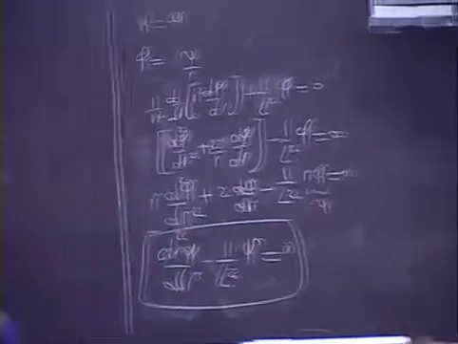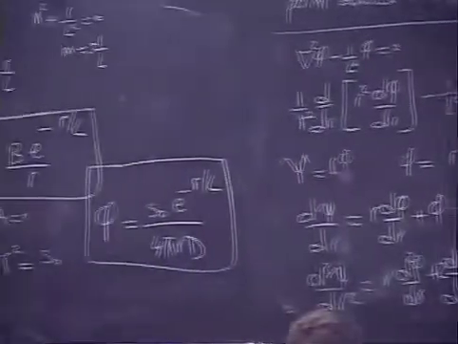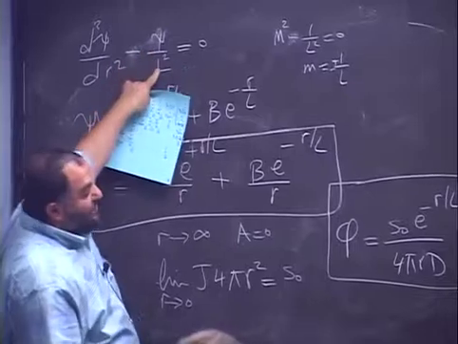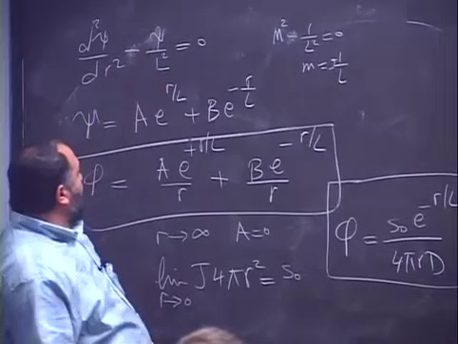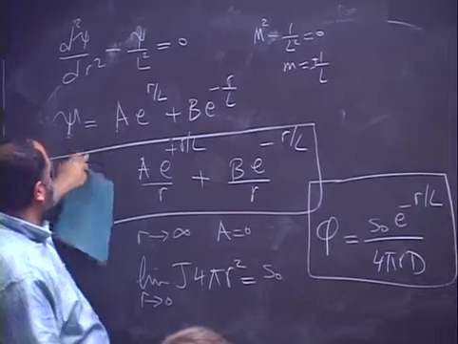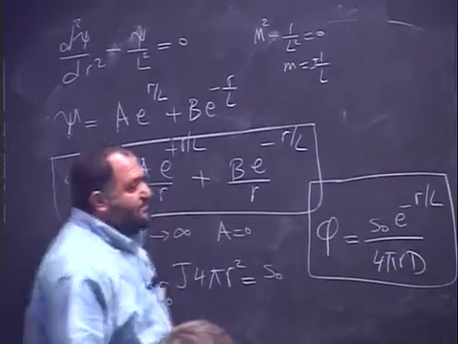So the equation is d2 psi by dr square minus psi over L square equal to 0. So again, psi will be like this, and phi is psi over r. It will be like this.